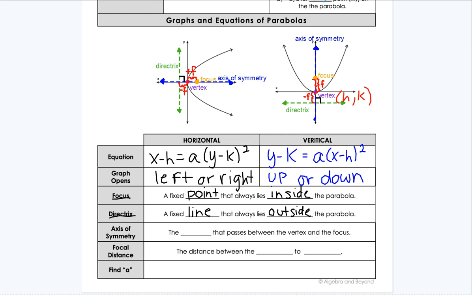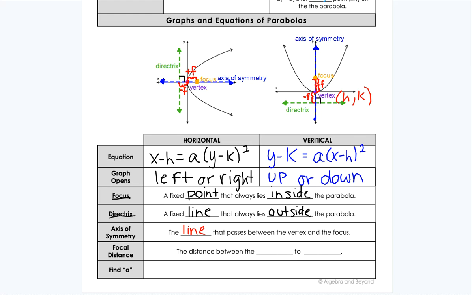All right, and then we have what is called an axis of symmetry. You've seen this before when you've talked about quadratics. The axis of symmetry is the line that passes between the vertex and the focus. So it's that line that goes down the middle of the parabola so that what's happening on one side of the parabola is equal to what's happening on the other side of the parabola.